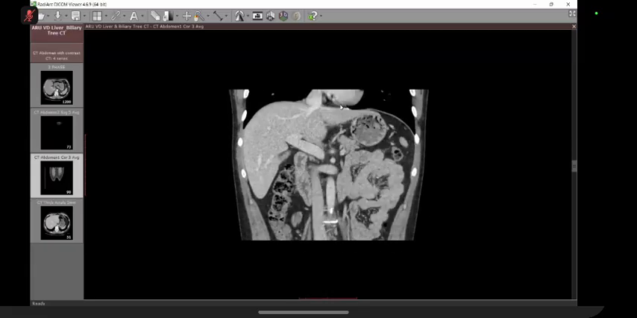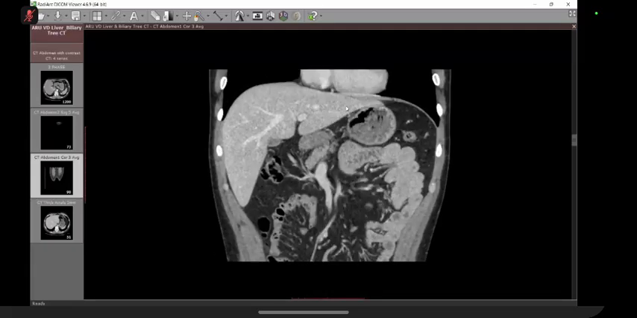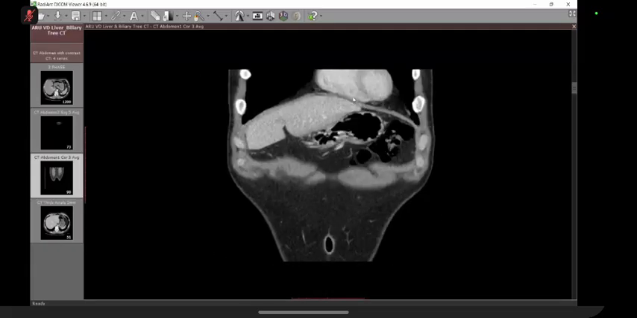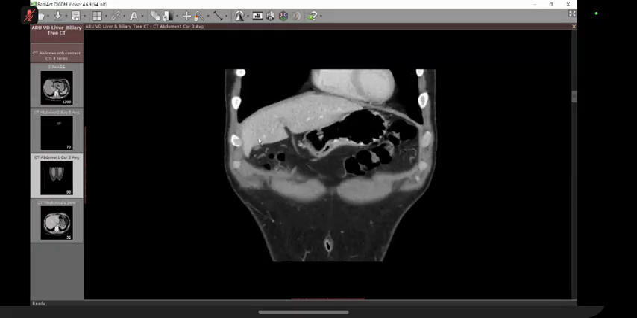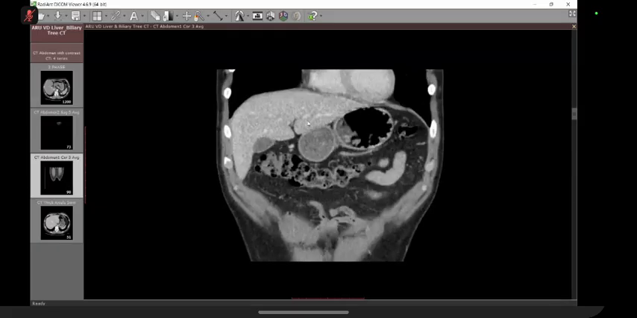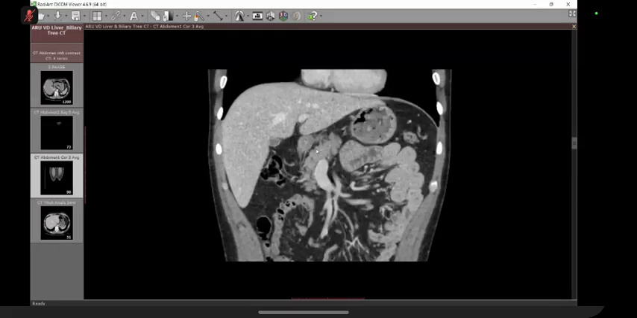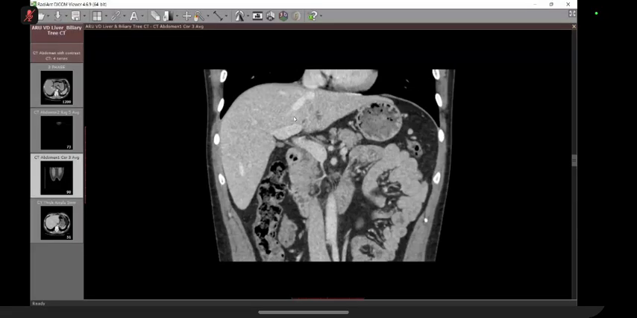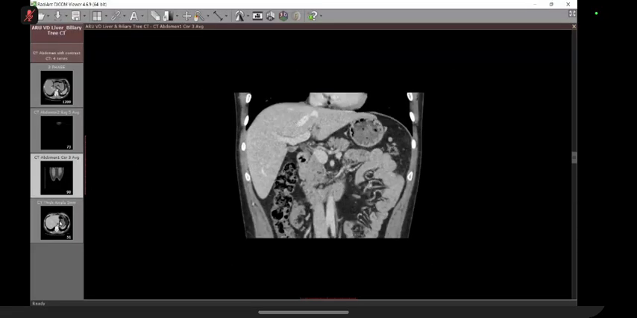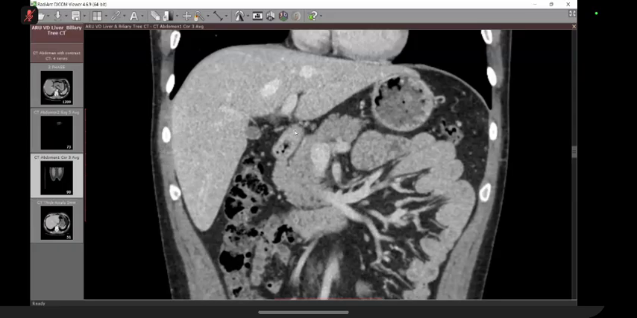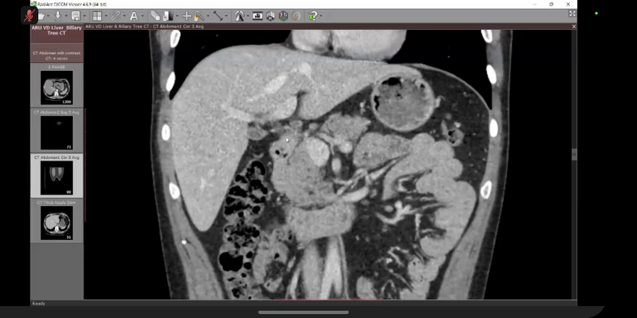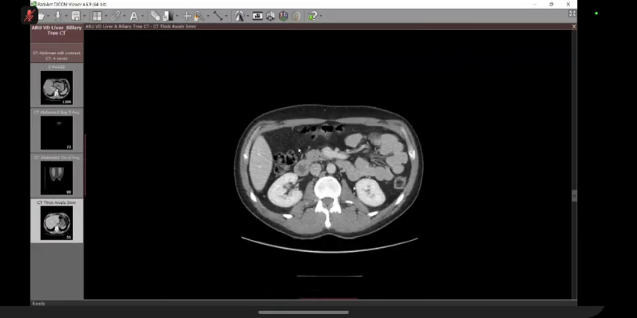Coronal is very good for the biliary system, and you must see the coronal for the biliary system. So this is the left lobe, this is the gallbladder, and here you are. Sorry, I should have shown you the biliary system on axial. Now here, this is the pancreas.